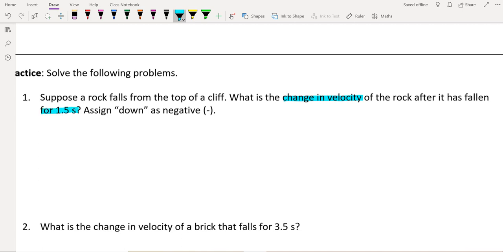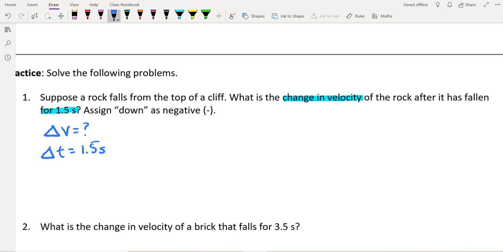So our job is to find out what the question is asking and what information it has given us. It's asking us to find the change in velocity. And it says that the rock has fallen for 1.5 seconds. So the change in time is 1.5 seconds.